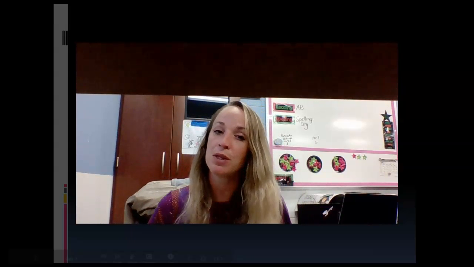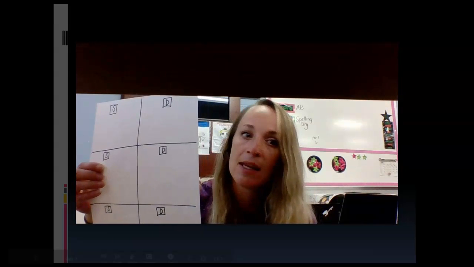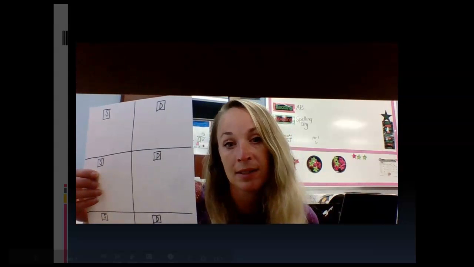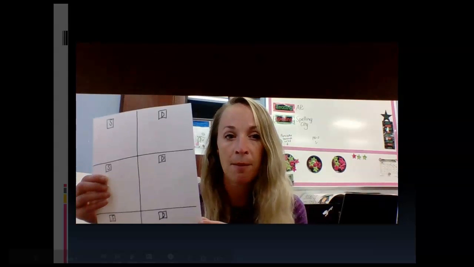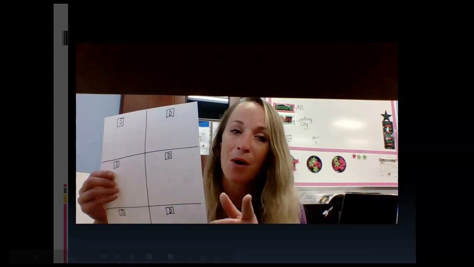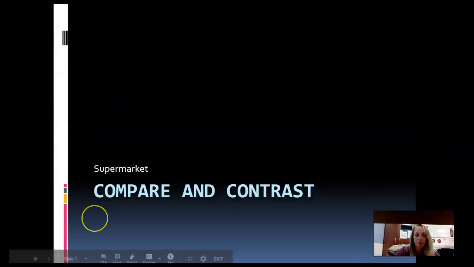For this activity, you will need a whiteboard or a piece of paper. I would like you to set up your piece of paper just like this. S is standing for how are they the same, and D standing for how are they different. So if you would stop the video and set up your paper just like this, we'll be able to start. So again, pause the video until you have your paper set up just like this. All right, kiddos, let's go ahead and get started.